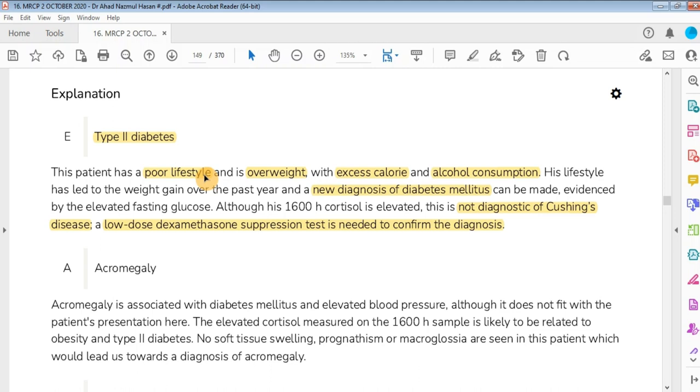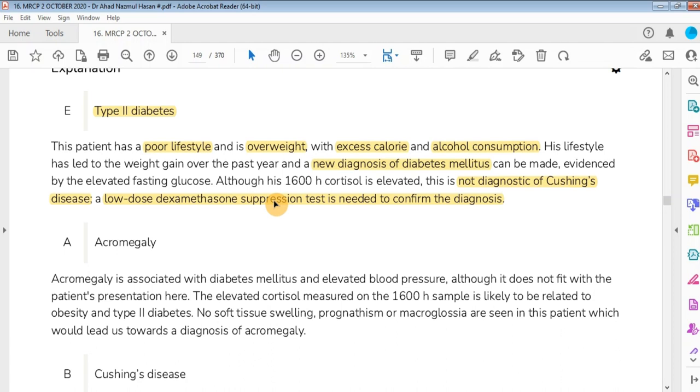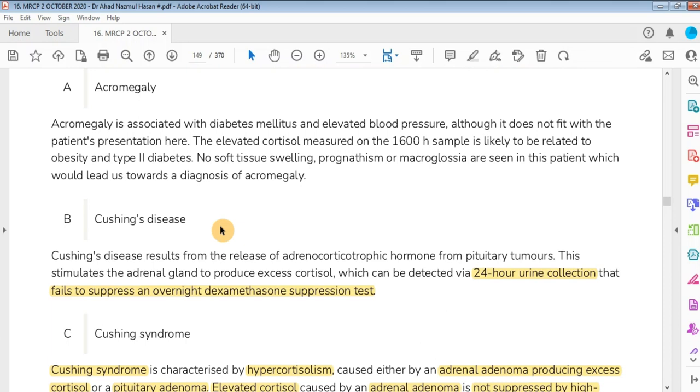This patient has a poor lifestyle and is overweight with excessive calorie and alcohol consumption. His lifestyle has led to weight gain over the past years. A new diagnosis of diabetes mellitus can be made, evidenced by elevated fasting glucose. Although his 1600 hour cortisol is elevated, this is not diagnostic of Cushing's disease. A low dose dexamethasone suppression test is needed to confirm the diagnosis.